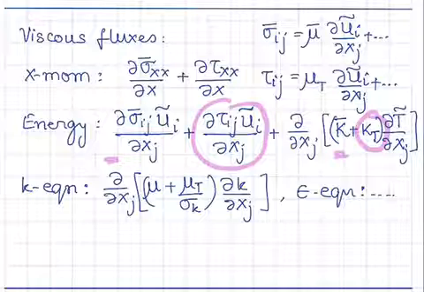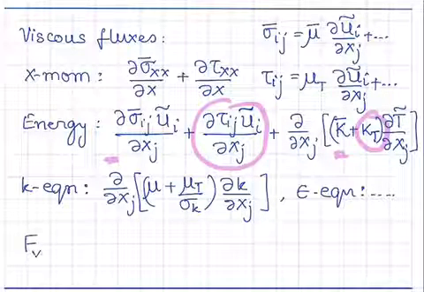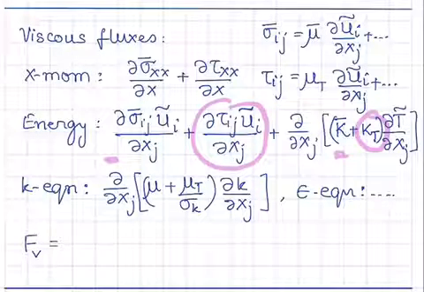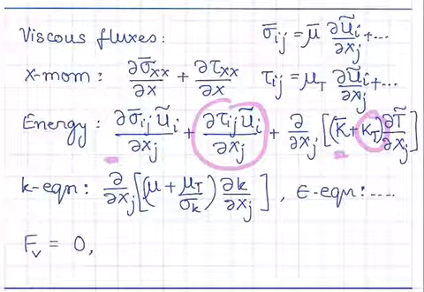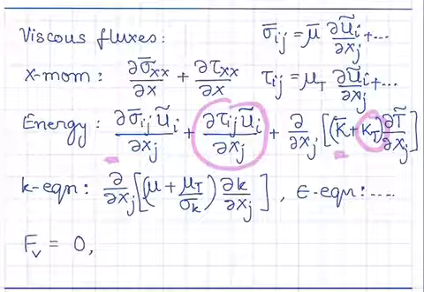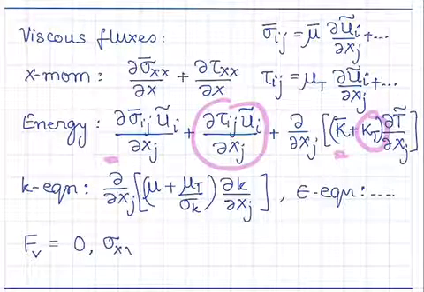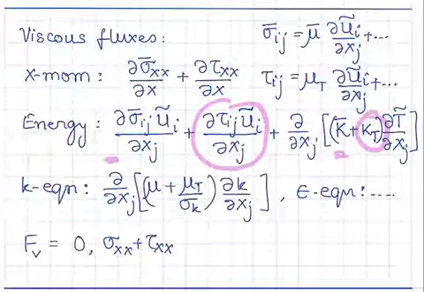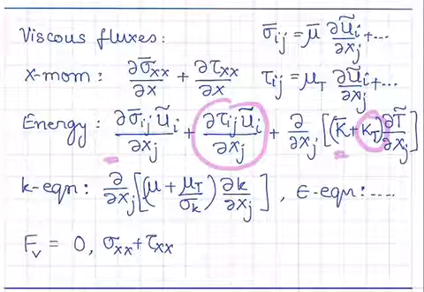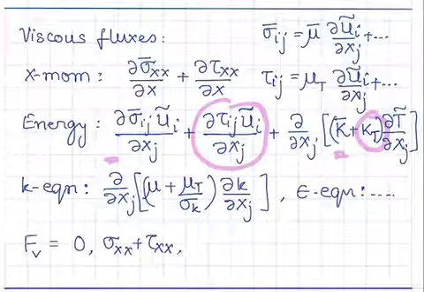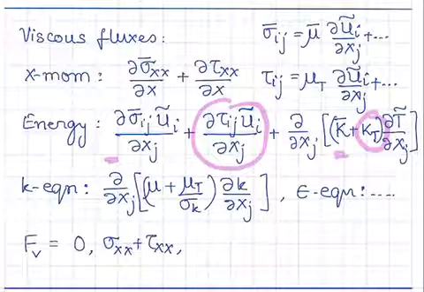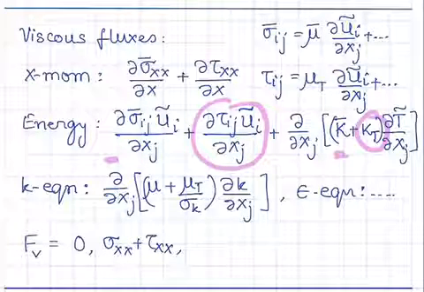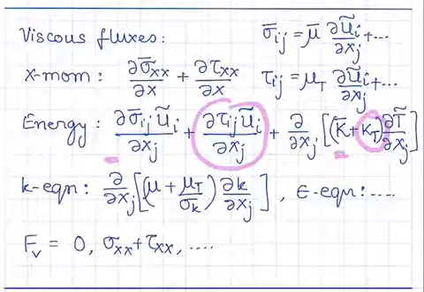If we put all of these together, we have our viscous flux vector, which has a first term of 0 because there is no viscous term in the mass conservation equation. The momentum equation is sigma xx plus tau xx. We leave the derivative out and the rest of it is in the flux vector. The energy equation has a fairly long set of terms, and I'm going to skip writing that.